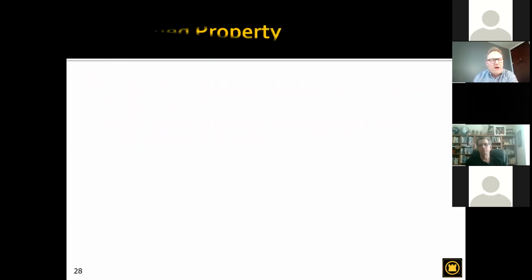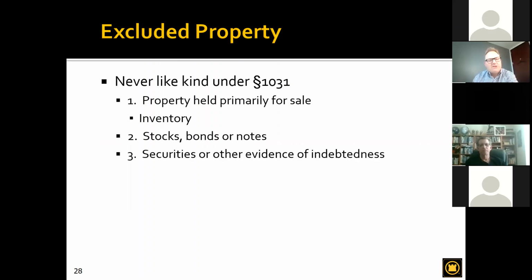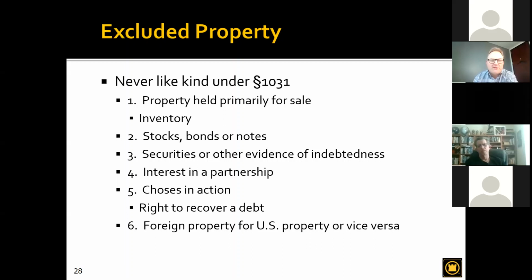So excluded property, never like kind under Section 1031, is property held primarily for sale, and we talked about that. It's considered to be inventory. Stocks, bonds, or notes: you can't sell real estate and move it into stocks, bonds, or notes, or vice versa. Securities or other evidence of indebtedness. Interest in a partnership. A partnership can do a 1031 exchange, but you cannot sell a partnership interest and 1031 out of it, or acquire one through a 1031. Chose in action or a right to recover debt. And last but not least, foreign property for U.S. property or vice versa. We have to go U.S. to U.S., which includes the U.S. Virgin Islands, Guam, and the Northern Mariana Islands. So there's still a couple of nice islands we can still go to. So anyway, no Puerto Rico, though, for some reason.